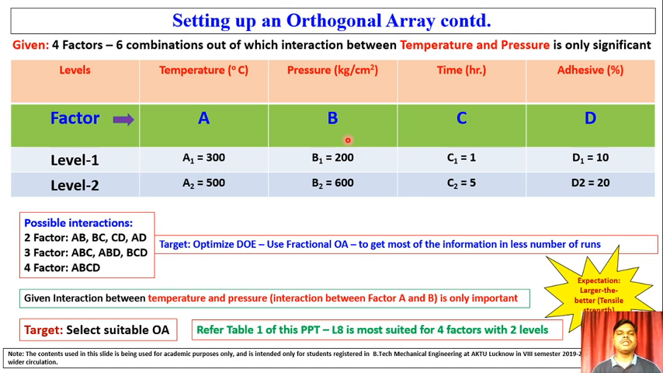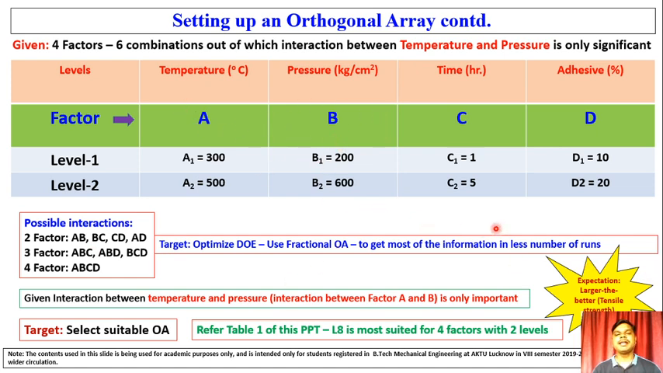So we'll be using here the fractional orthogonal array. This fractional orthogonal array will give us most of the information as expected. Okay, this will save our time as well as cost. So he focused that the interaction between temperature and pressure, that is the interaction between factor A and B, is only important. So we are not focusing on all the interactions, we'll focus more on the interaction between factor A and factor B only.